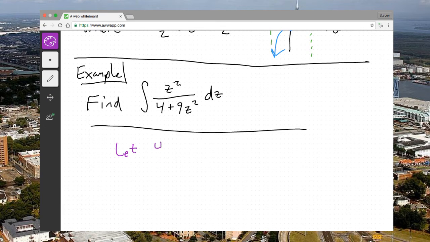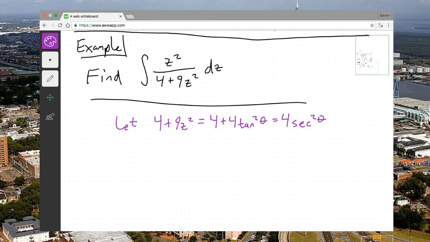We have 4 plus 9z squared, and we want our substitution to turn that into 4 plus 4 tangent squared, which would in turn be 4 secant squared of theta. Alright, from the first equality, we can subtract 4 from both sides. And then I can divide both sides by 9.